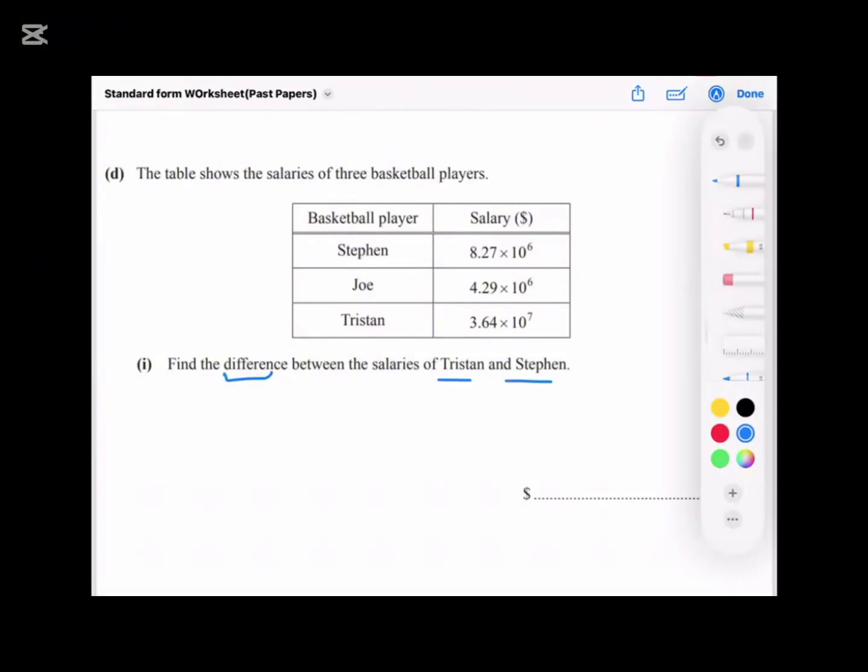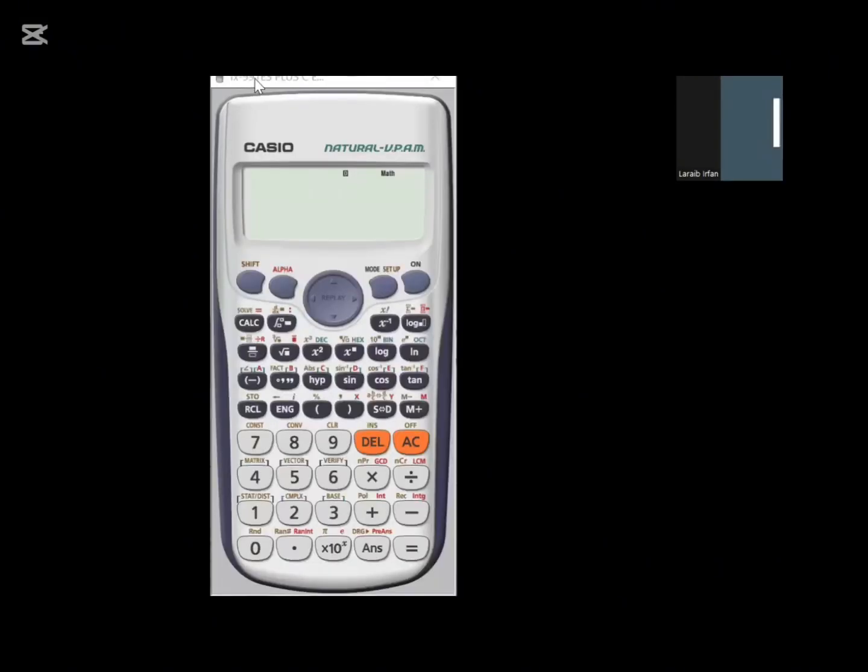So Tristan's salary is 3.64 multiplied by 10 to the power 7, minus Stephen's, which is 8.27 multiplied by 10 to the power 6. So you have to subtract these two values. Now, as this question comes in a calculator paper, you can use a calculator and solve this question. So I will show you how to use the calculator as well. That's a very simple basic concept.